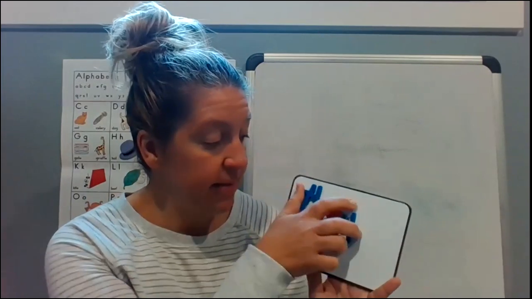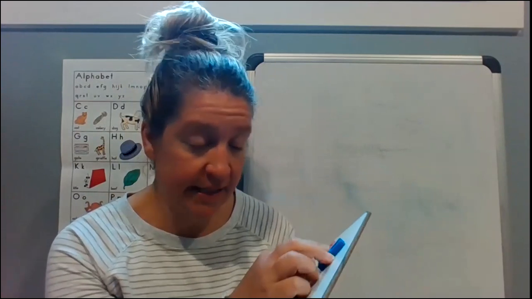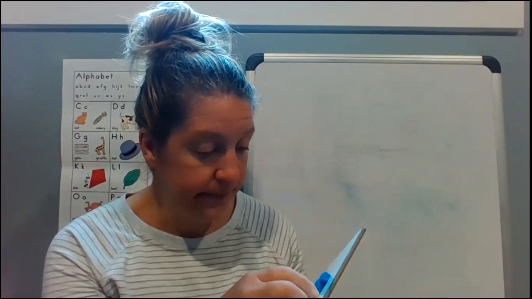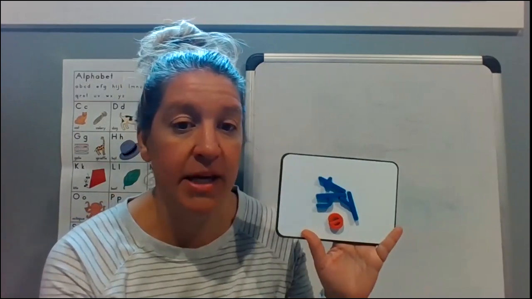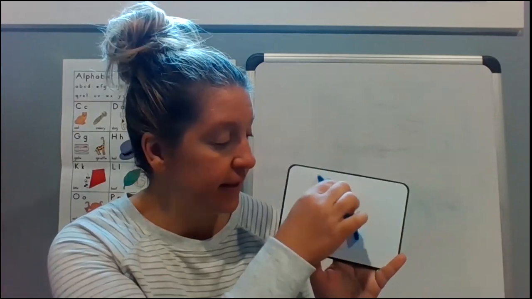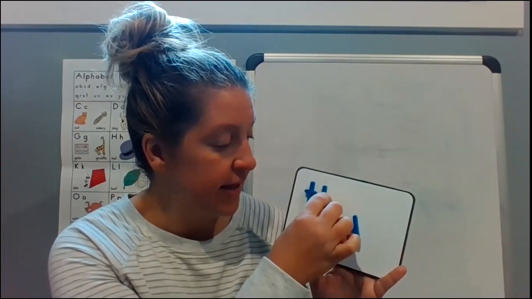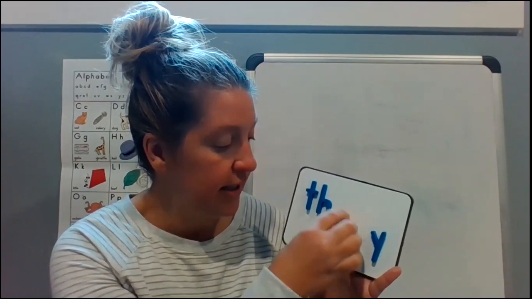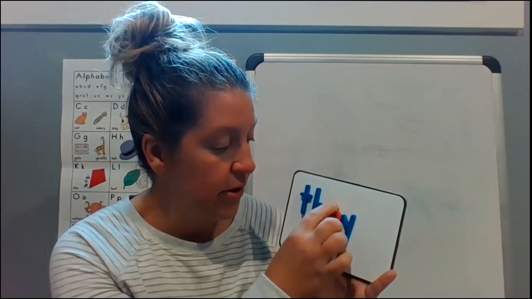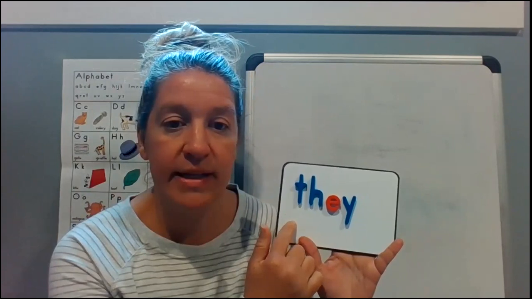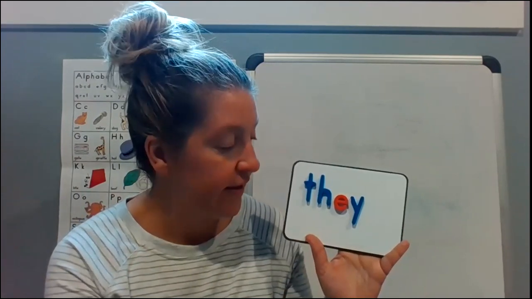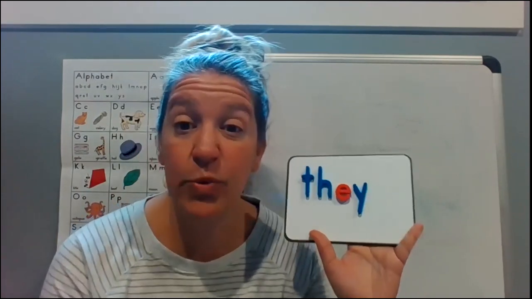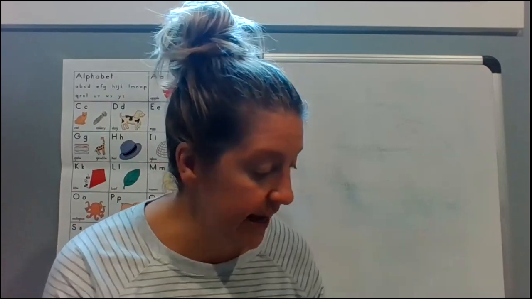Good. Let's mix and fix that one last time. So mix them up really good and then fix them. Go ahead and make your word they. T, H, E, Y, and the word is they. Good. Very good. So we're going to see this word in our book today. I'm going to share my screen with you, and we're going to look at our book.